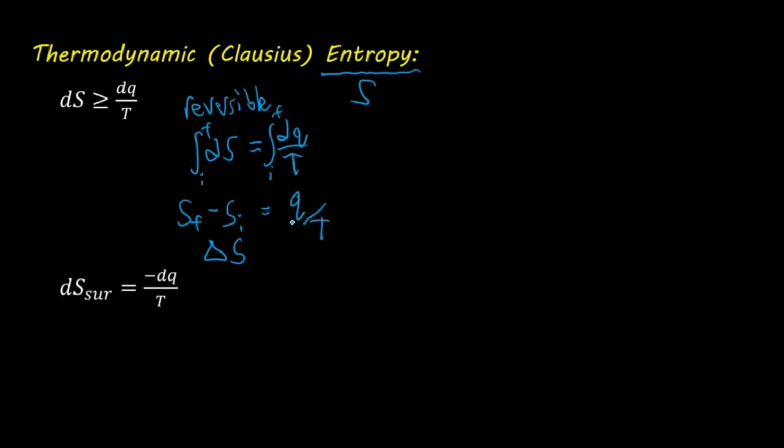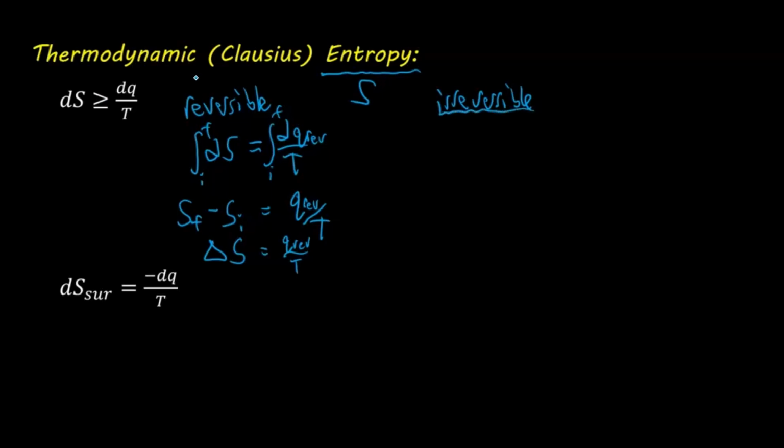And because there's an equality sign here, this equality sign means that this is a reversible process. So sometimes you'll see it with REV here, meaning this is only true for a reversible process here. Great. What about this inequality sign? Well, that's true for an irreversible process.